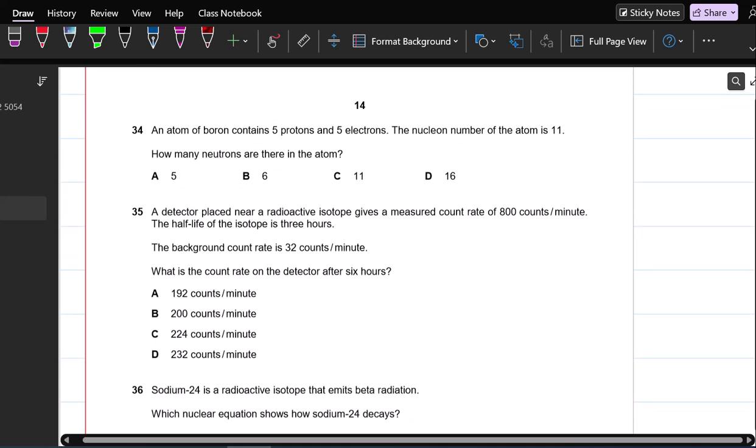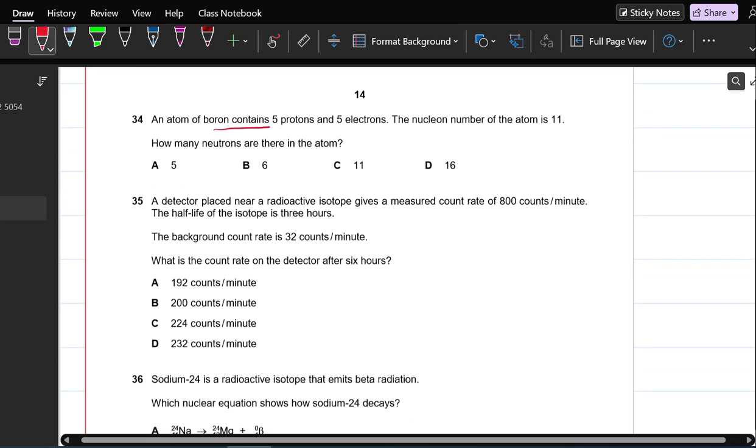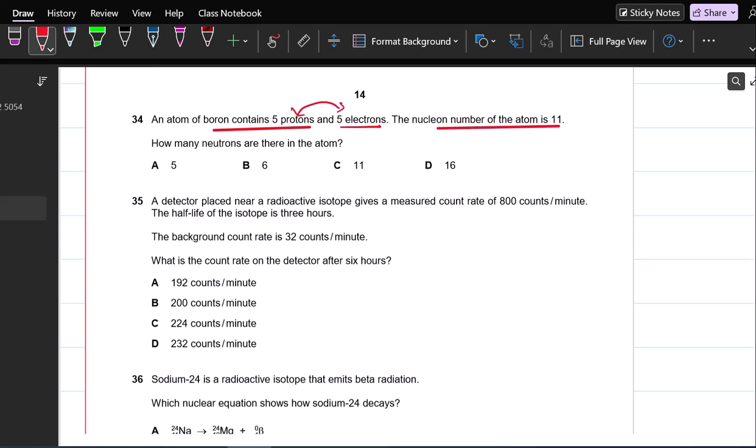Moving to question 34, an atom of boron contains 5 protons and 5 electrons, so they should be same. The nucleon number of the atom is 11. So how many neutrons are there? You know nucleon number is the sum of proton and neutron. So if you solve, 11 is equal to proton 5 plus neutron, you can find neutron, it will be 6.